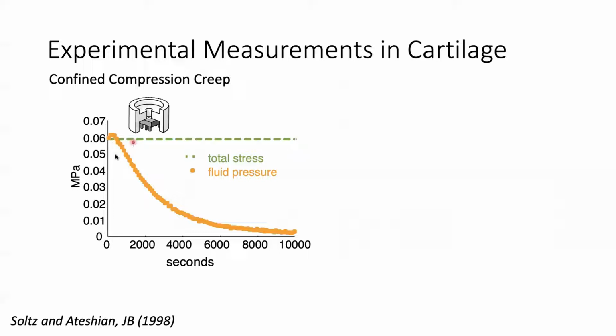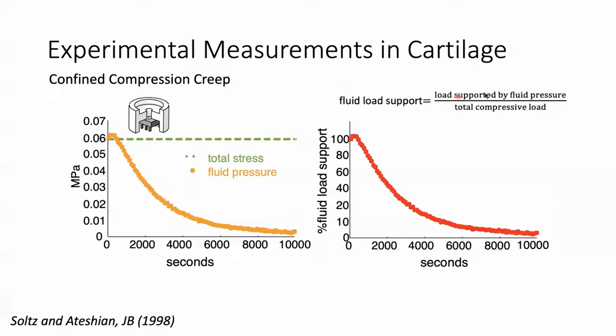If you now take the ratio of the fluid pressure to the applied stress, you get what we call the fluid load support. This is the load supported by the fluid pressure divided by the total compressive load. Essentially, it's equal to 100% initially. But as the fluid pressure goes down, because the fluid is slowly leaving the tissue through the porous filter that we use to load the tissue through its back, over time the fluid pressure will go down to zero. So this is what we call the fluid load support experimentally.